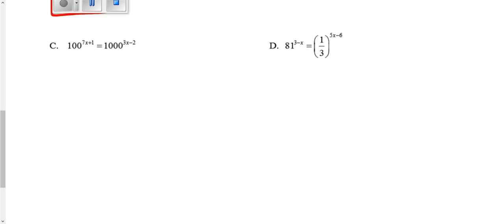All right, on C we have 100 and 1,000. So when I think about writing this in the same base, 10 kind of goes off in my head as a good base to use. So 100 can be rewritten as 10 squared. 1,000 can be rewritten as 10 to the third power. So I haven't changed those numbers, but they do have the same base now. Don't lose your original exponents.